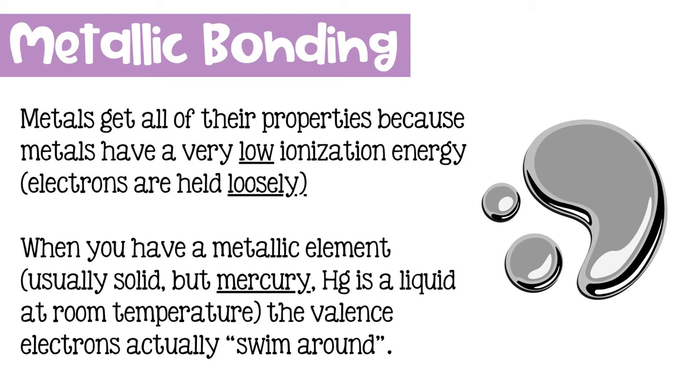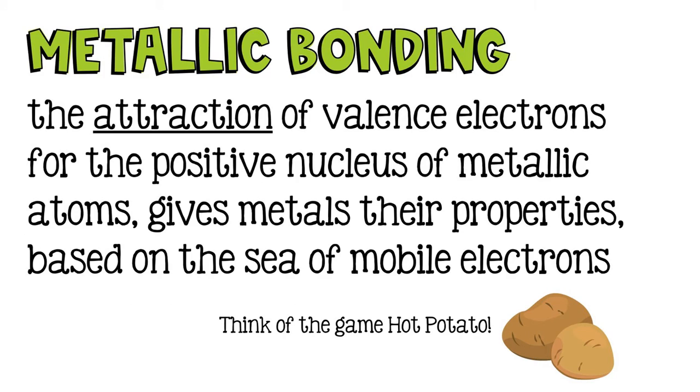Despite this, when you have a metallic element, the valence electrons will swim around. Yeah, that's right. The electrons swim around even in solid metals. Okay, so what is metallic bonding and how does it work? Think about it this way. You have a bunch of metal atoms all close by each other, right?